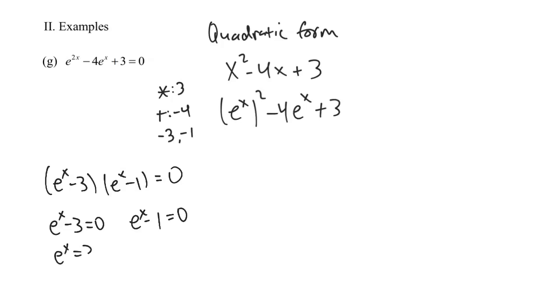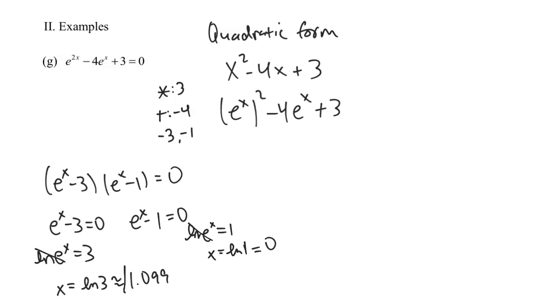And so when I do that, I'm just going to add 3 on both sides. So e to the x is equal to 3. And then to get rid of e, I know that I need to take the natural log of both sides. So when I take the natural log of this side, it's going to cancel. So I'm going to get x is equal to the natural log of 3, which is going to be approximately, to 3 decimal places, 1.099. And then for e to the x minus 1, this will just be e to the x equals 1, and then take the natural log of both sides. So x is equal to the natural log of 1, which is 0. So we have two answers here, 1.099 and 0.